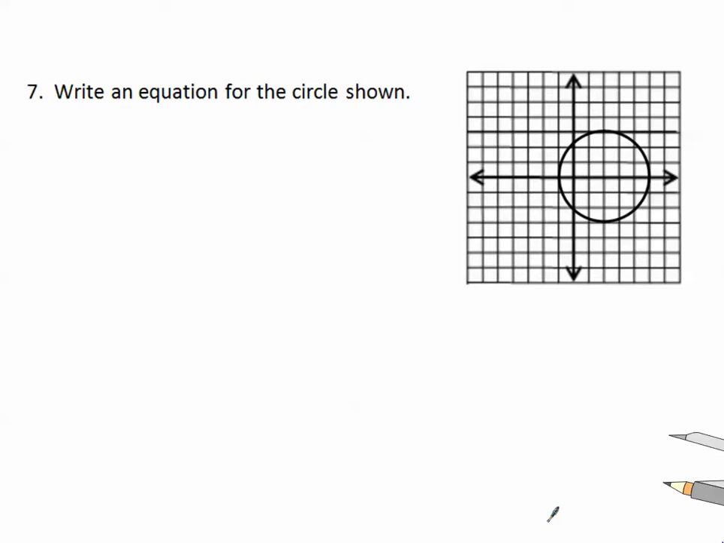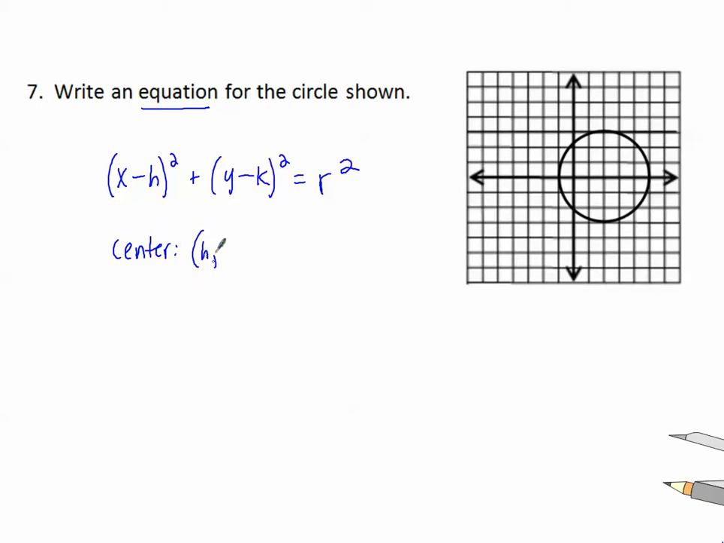Let's look at a few more examples that deal with equations of circles. Write an equation for the circle shown. So remember the equation of our circle, (x - h)^2 + (y - k)^2 = r^2. So what do we need? The center in our equation is (h, k), and the radius in our equation is r.